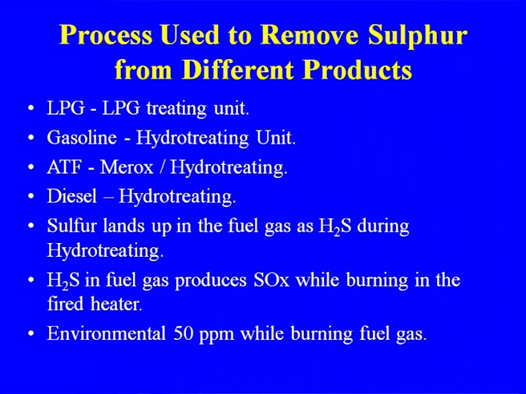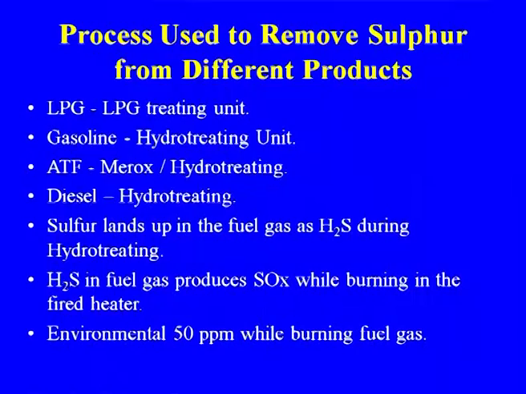These are some of the sources which need the removal of sulfur, and we are doing desulphurization for removing the sulfur. In the LPG treating unit we are removing the sulfur, and these gases go for further processing for removal from the gas stream, and then finally to the recovery of the sulfur by Claus, modified Claus or any other modification. Then gasoline treating, hydro treating unit, which again is the hydro desulfurization process; aviation turbine fuel, Merox process and hydro treating; diesel hydro treating, hydro desulfurization. Sulfur lands up in the fuel gas as H2S during the hydro treating process.